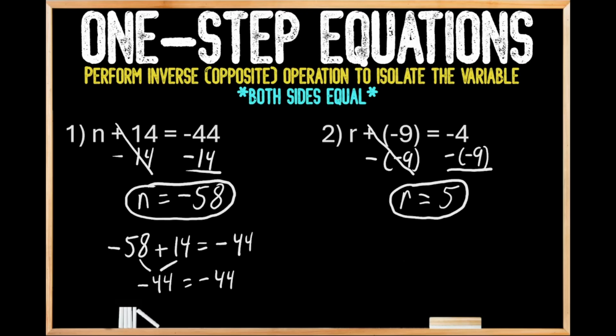So to make sure that we have the correct answer here, we're going to plug in our value for r in our original problem. So we have 5 plus negative 9 equals negative 4. So here, since we're adding a negative onto a positive, it means that we're going to be decreasing in value. So when we add negative 9 onto 5, we get negative 4. And then since both sides of this equation are equal, it means that we have the correct answer. r is equal to 5.